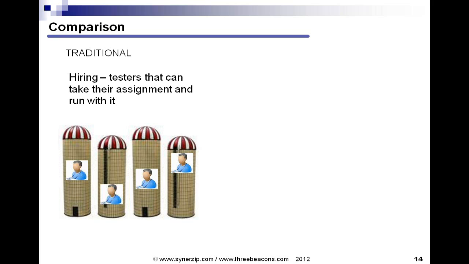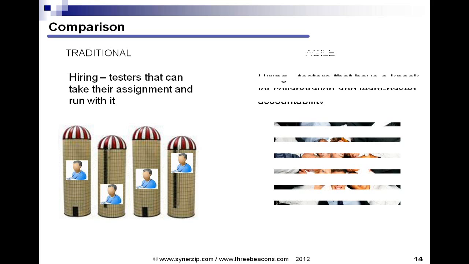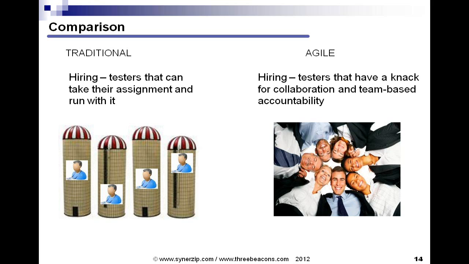Also from a hiring perspective, in traditional we're looking for testers that can take their assignment and run with it and then report back their progress. And oftentimes they will work independently with minimal collaboration required. In Agile it's totally different. We're looking for testers that have a knack for collaboration and team-based accountability. So this is where people skills become much more important than they might have been in the traditional world.